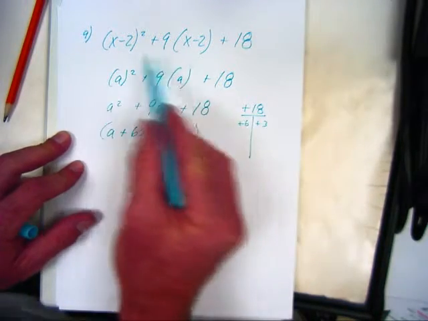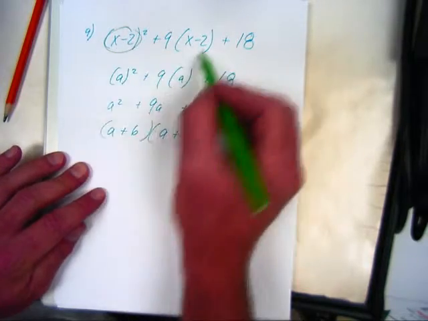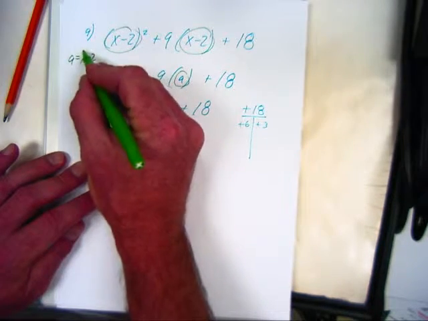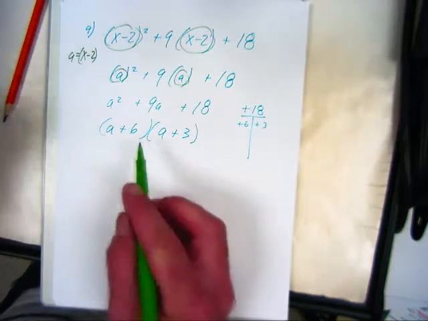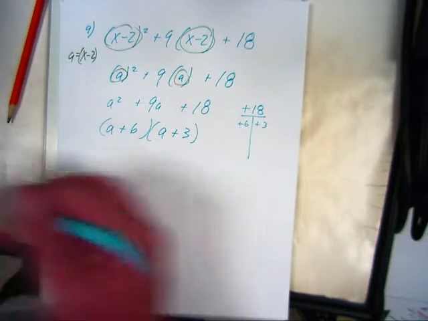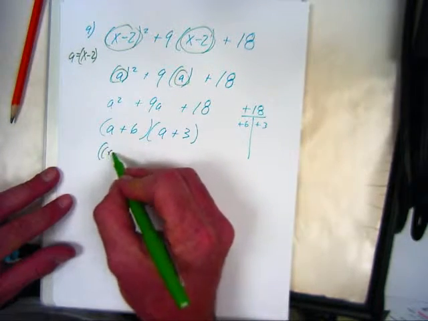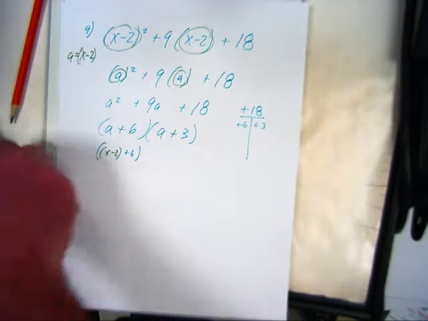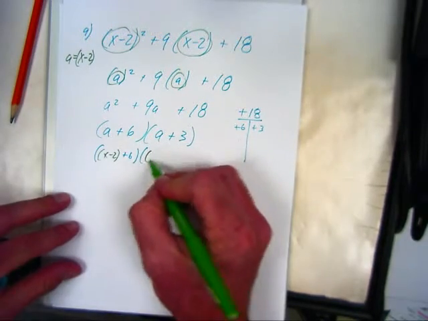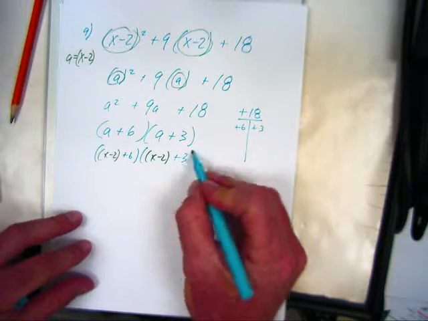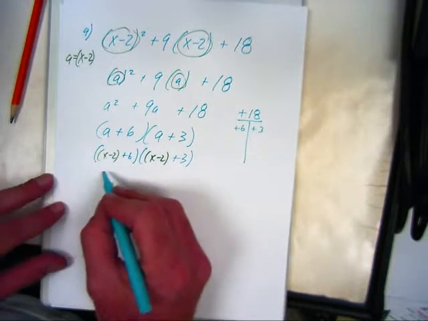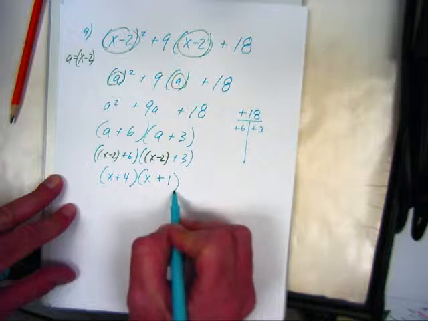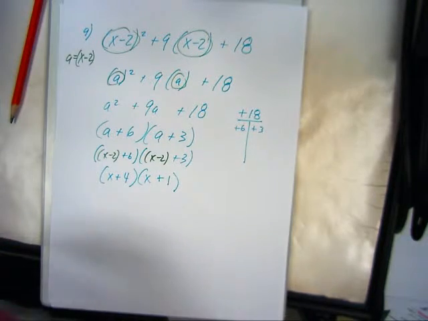Now I'm going to substitute these x minus 2's in for our a's, just because I simplified it by making x minus 2. You can think of a equaling x minus 2. So we'll just plug it back in here. So we get x minus 2 plus 6, and then we got x minus 2 plus 3. We'll simplify this and we get x plus 4, and we get x plus 1. I'll show you another way to do it.